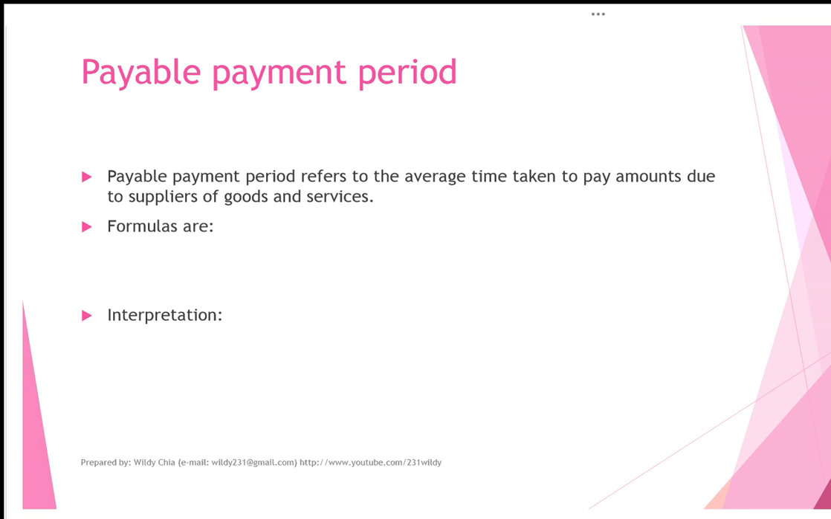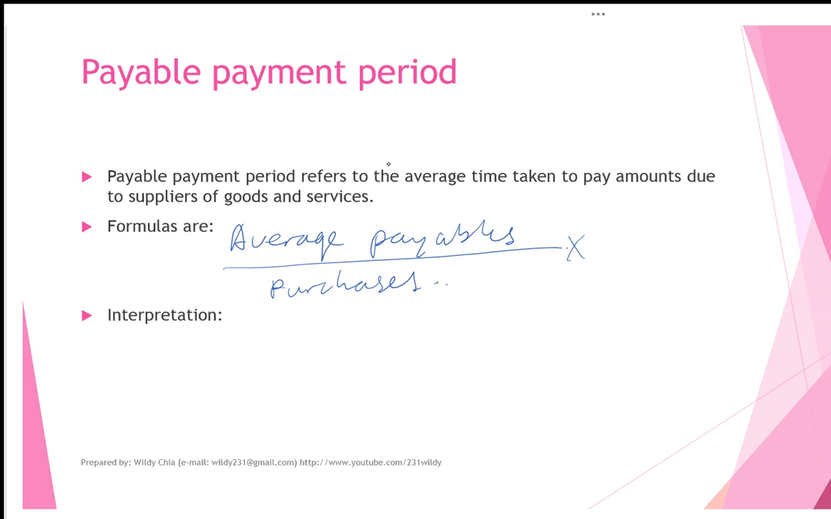Payable payment period. Now the payable payment period simply means the average time taken to pay the amounts due to suppliers of goods and services. So this is calculated by taking the average payables divided by whatever purchases you have made for the period, right? Multiply by 365 or 52. The interpretation is quite similar to the earlier receivable collection period, right?